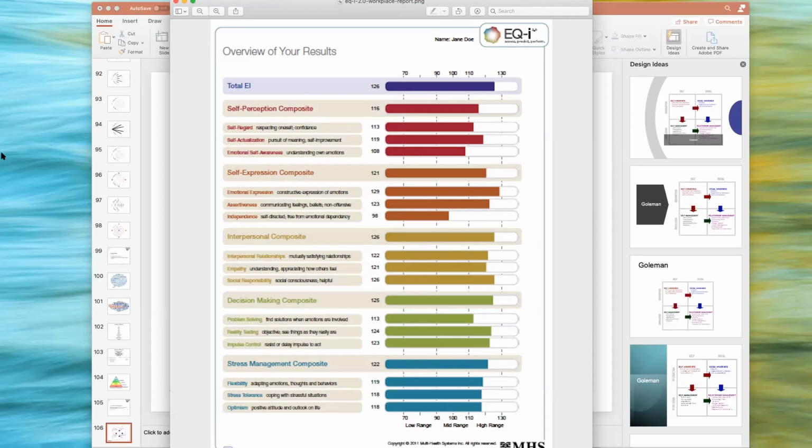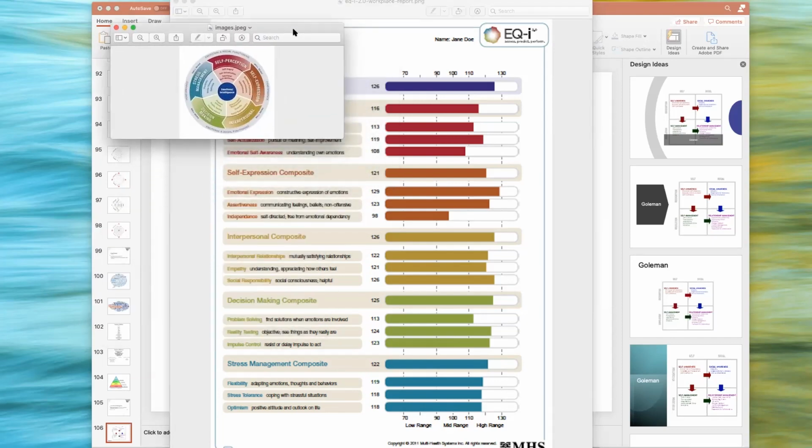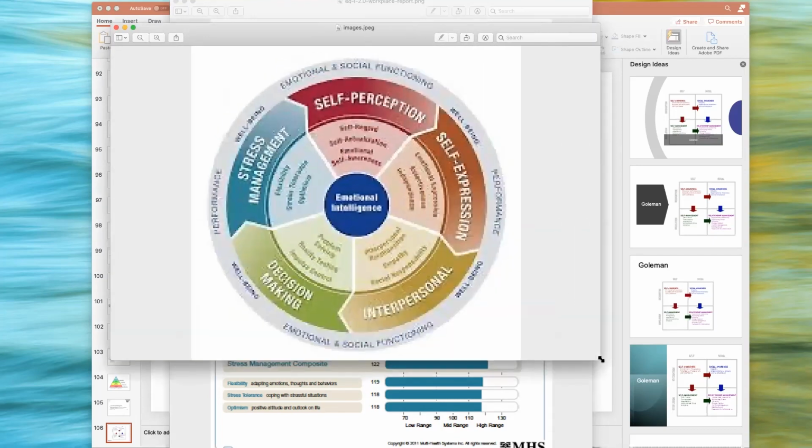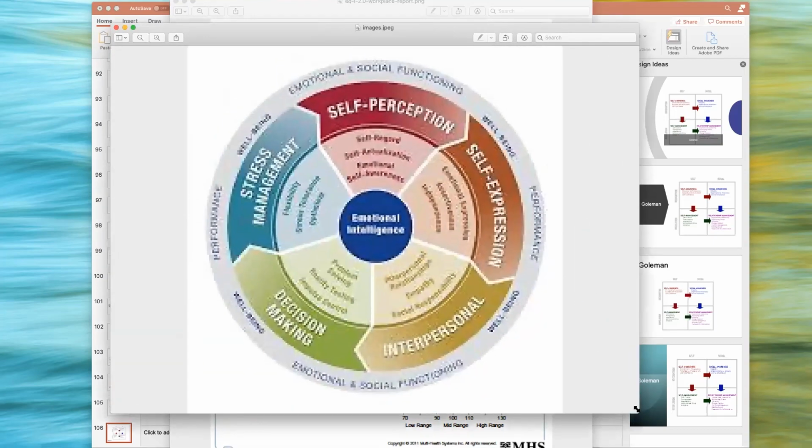Anyway, I have a bunch of different diagrams that I've been able to find. And it's interesting to me. I want to slide one more in just for a second. It's a pretty small one, but people are trying to depict this in so many different ways, but it all ends up being, okay, emotional and social functioning performance, emotional and social functioning performance. I have no idea. All right. Anyway, there you go.